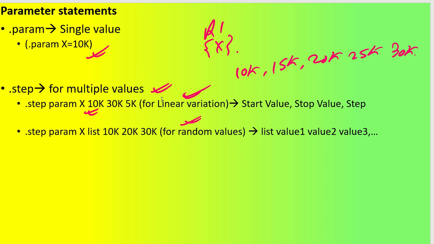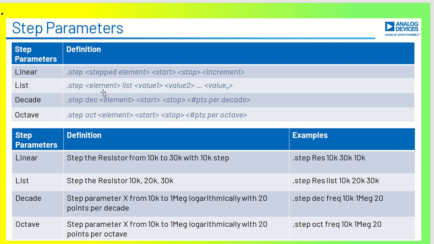Now let us say you don't want that linear variation. You want to put a list of values by yourself. In that case, you can use the list keyword here and put your values. This is one of the best slides that you can keep for your reference so that you can understand how to write parametric statements. This is also given directly by Analog Devices. For linear variation, we have .step. For list also we have .step. Then we have decade and octave for frequency variations. All these things are there.